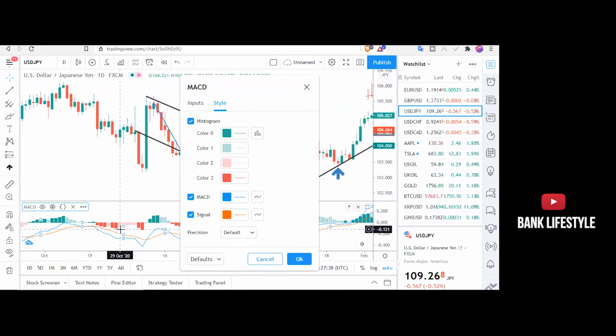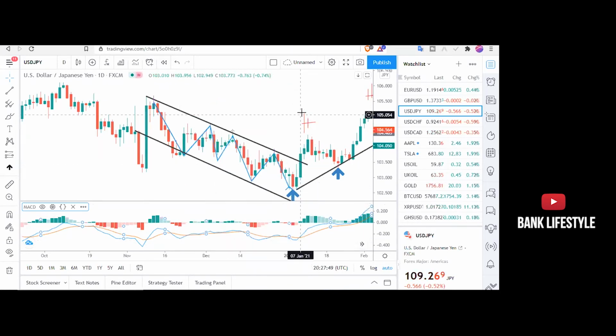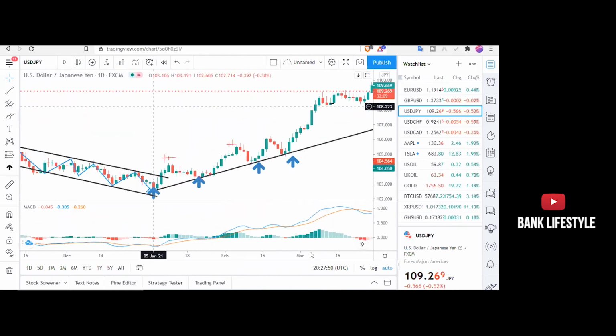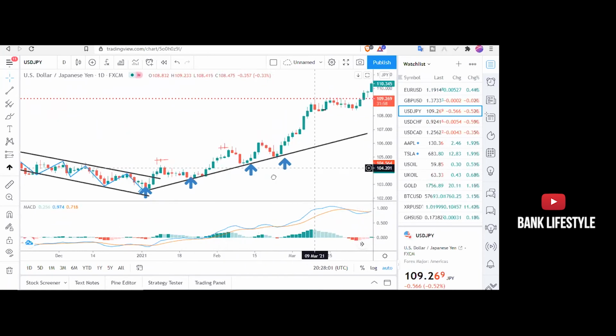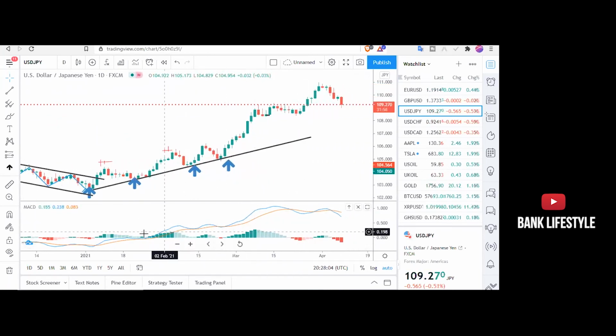Okay, so the fast moving average is, it's not written here, but let me look at it and see which one is the fast and the slow real quick. Okay, so the blue one is the fast moving average and the orange one is the slow moving average. I didn't see it in the settings, but just by looking at it, I was able to know which one is the fast and the slow.